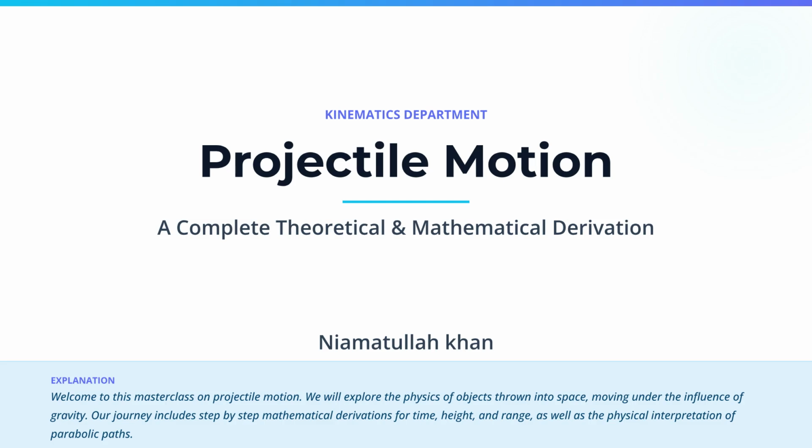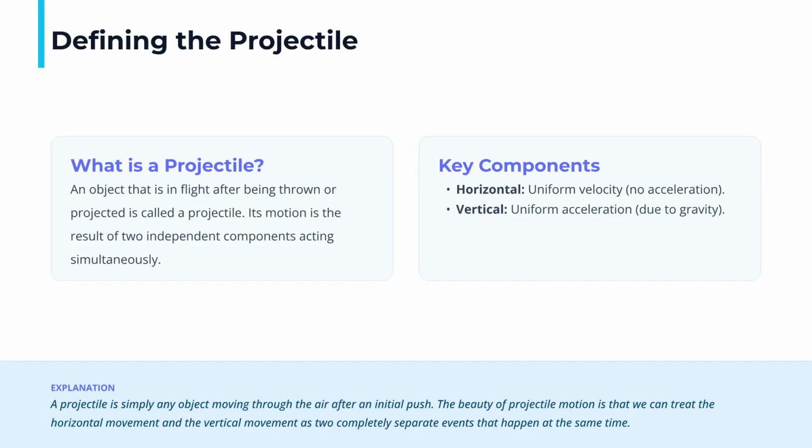Welcome to this masterclass on projectile motion. We will explore the physics of objects thrown into space, moving under the influence of gravity. A projectile is any object moving through the air after an initial push. We treat horizontal movement as uniform velocity and vertical movement as uniform acceleration due to gravity.